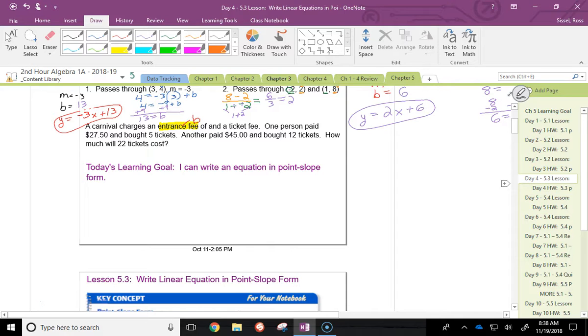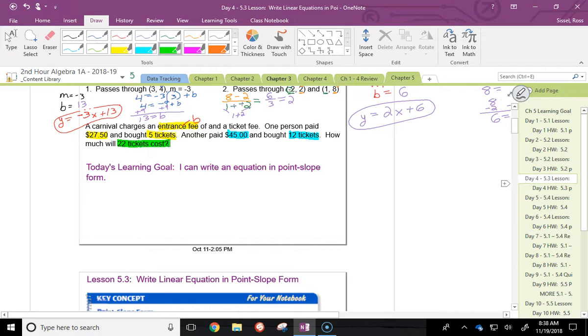And a ticket fee. One person paid $27.50 and bought 5 tickets. Another paid $45 and bought 12 tickets. And we want to solve for how much 22 tickets can cost. Now, if we use just random math, guessing and checking, it'd be very difficult. But using what we know as slope form, this can become very easy.